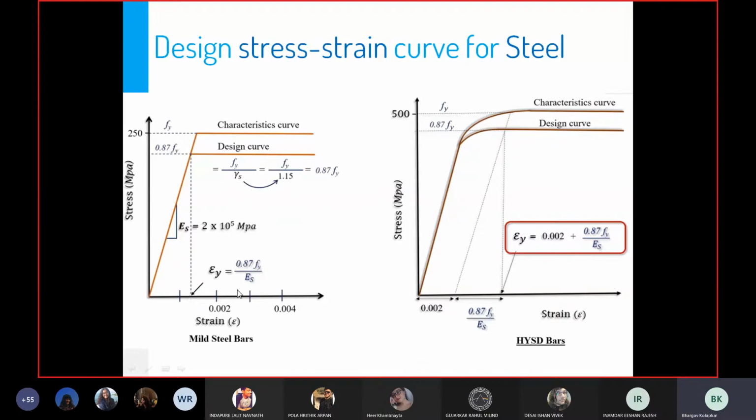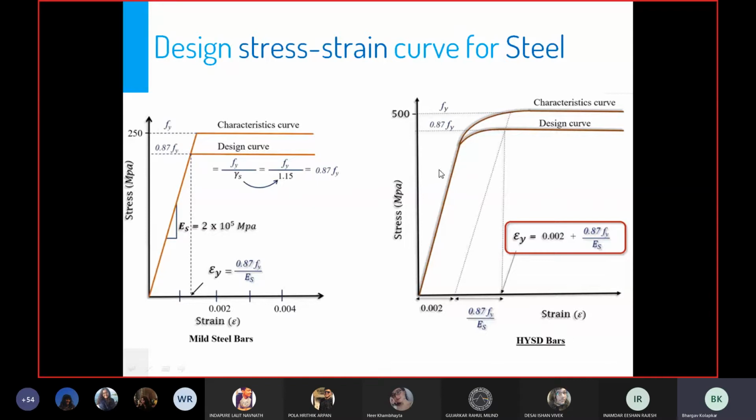Pretty straightforward. When we go to high strength steels, to HYSD bars, which have yield strengths like 415 megapascals, 500 megapascals, 550 megapascals, please know that these are the commonly used steels in actual practice. Mild steel is very rarely used these days. I have not got a chance to use mild steel anywhere. So in terms of applicability, I believe the curve that you see on the right is more applicable.